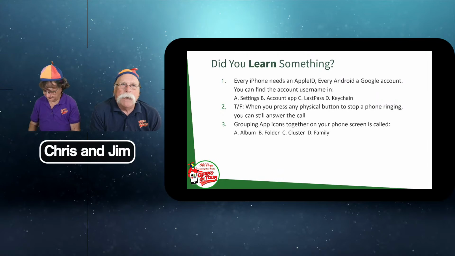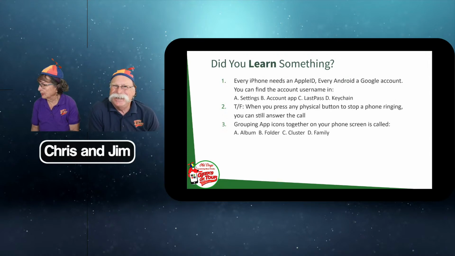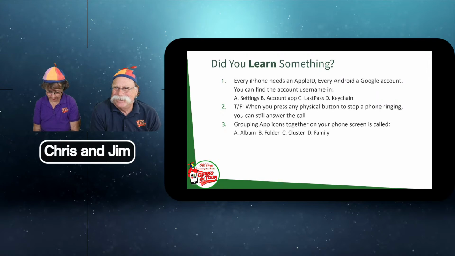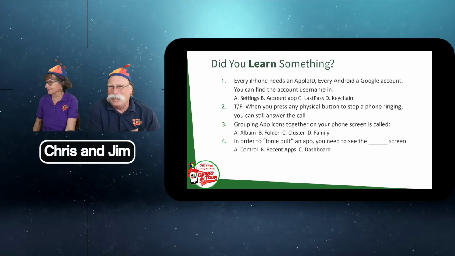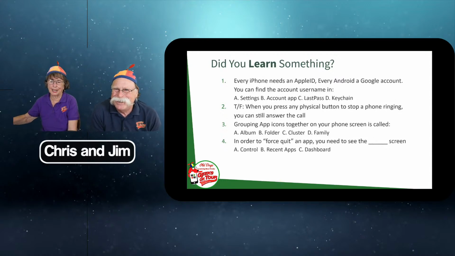Okay. Grouping app icons together on your phone screen is called what? Albums, folders, clusters, or family? Folder, B. In order to force quit an app, you need to see the what screen: the control, the recent apps, or the dashboard? B, recent apps. Sometimes called multitasking.